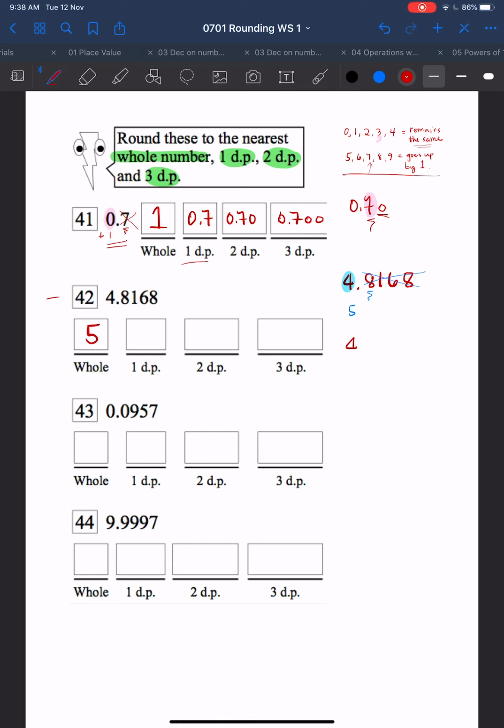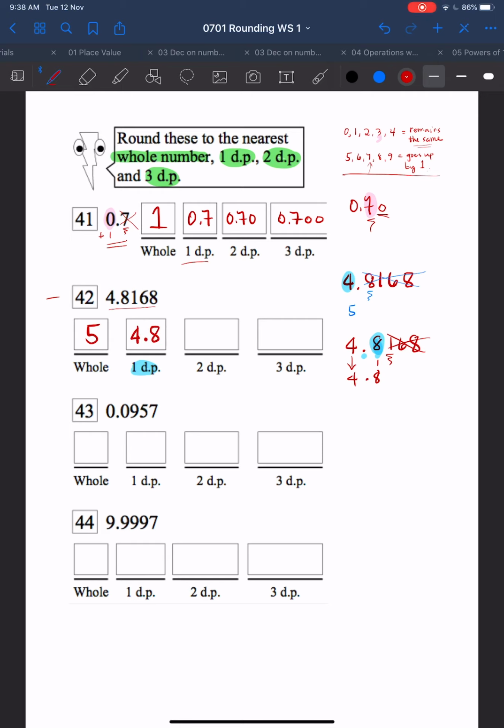So let me copy the number again. 8168. Now this time it says round to 1 dp. 1 dp, decimal point, the 1 place value after the decimal point. That's 8. So let's look at the next digit. 1. So which one are you using? This one, because 1 is there. So what does that mean? It remains the same. That means 8 remains the same. Everything after it disappears, and everything before it, just copy it down. So this rounded to 1 dp is 4.8.